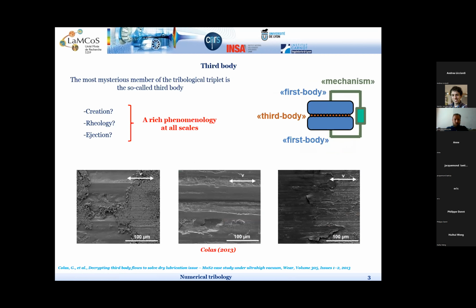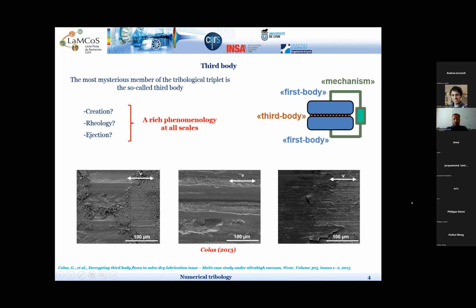All right. This third body here is clearly the most complicated and the most mysterious member of the tribological triplets. We put a lot of effort on it in tribology to understand how it gets created, how it flows, and also in our industrial contacts, how it gets ejected from the contact, because this is what creates what we call wear.